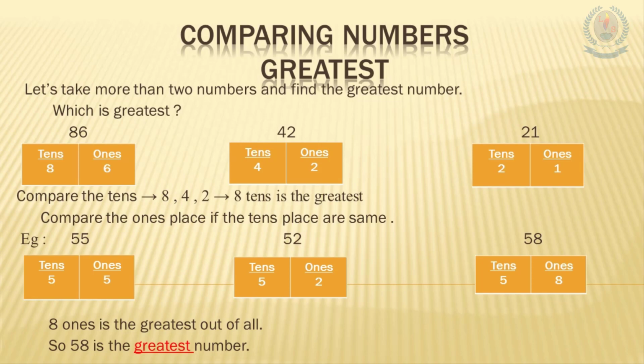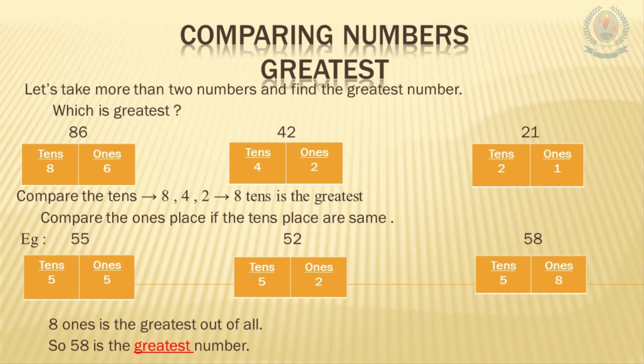If the digits in the tens place are same, 55, 52, 58, 5, 5, 5. That means the tens place are same. In that case, you have to compare the digits in the ones place. Right? If the digits in the tens place are same, you have to compare the digits in the ones place. So 8 ones is the greatest out of all.